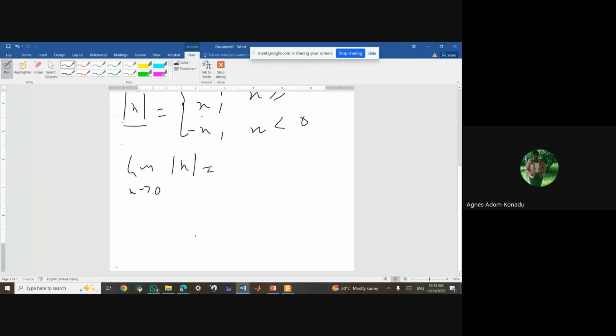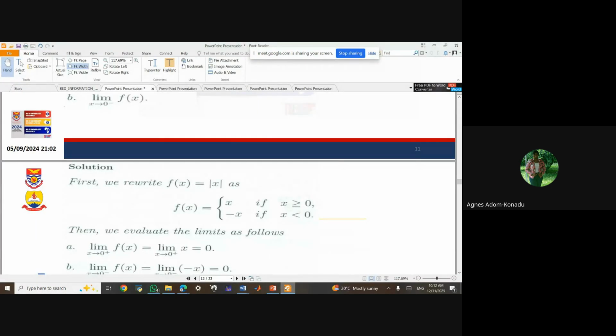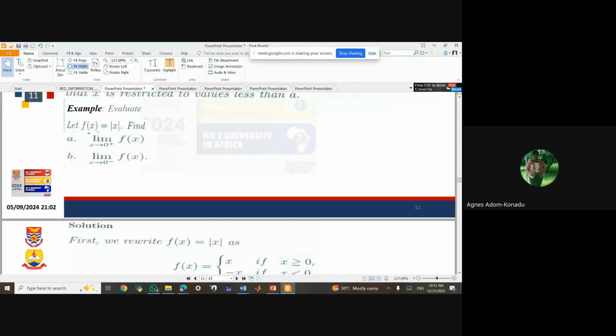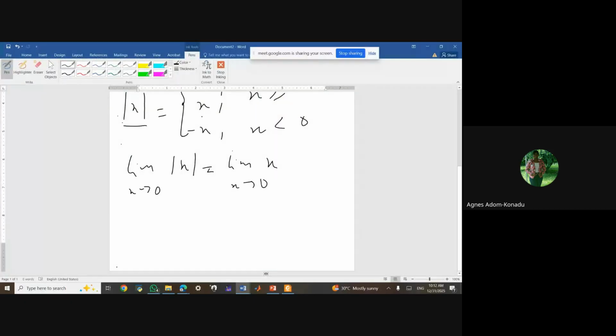I want to look at x. So this is the limit as x approaches 0 of x. Let me check, are we approaching 0? Okay, so we are approaching 0 from the right. Approaching 0 from the right, this is positive. So 0 from the right means that I'm looking at x, and this will give me 0.